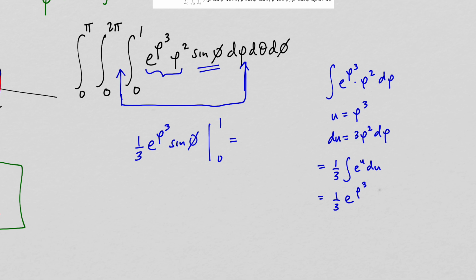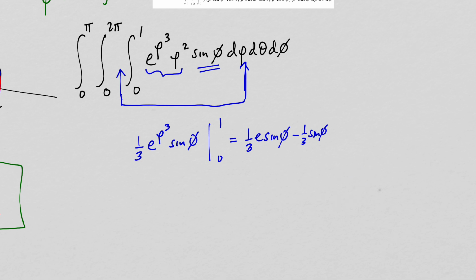When we plug in 1 for rho, we get 1/3 e sine of phi, minus, when you plug in 0 for rho, e to the 0 is 1, so we just get 1/3 sine of phi. Getting a little crowded over here. Let me take this out. Okay. And now that is what we're going to integrate next.